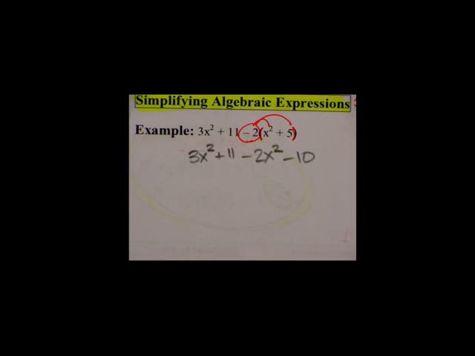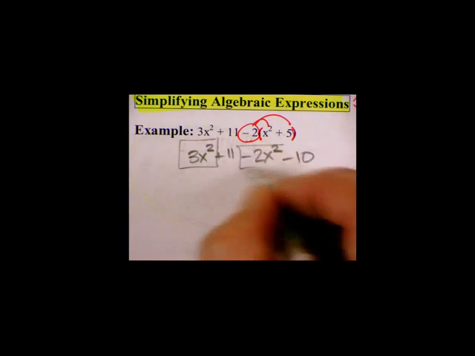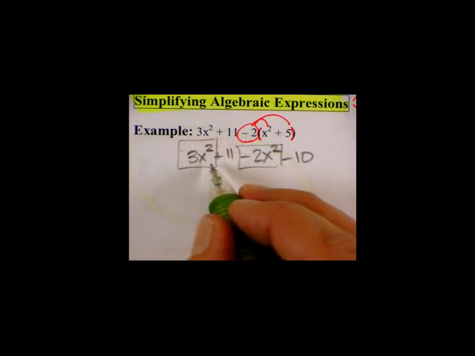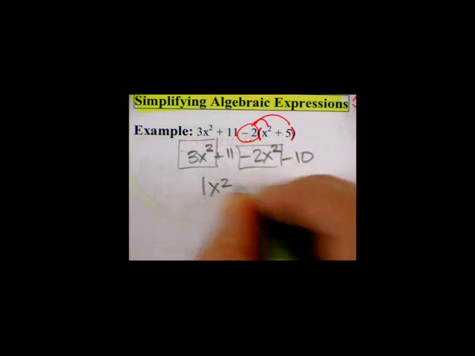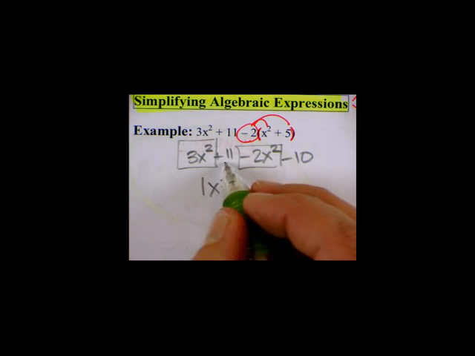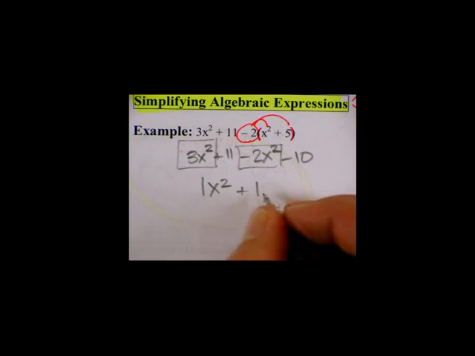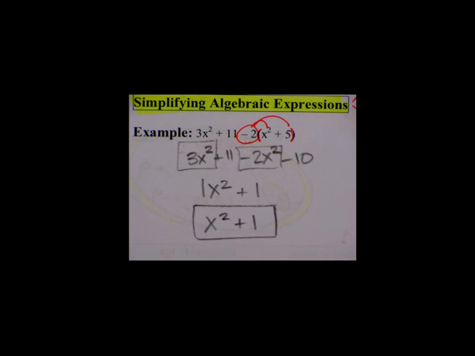So then that brings me back to here. Do I have anything that has the same variable to the same power? Yes, I do. I have 3x squared and -2x squared. 3 minus 2 is going to be +1x squared, and then I have plus 11 minus 10, which is going to give me a +1. You don't have to write this 1 in front. In fact, I don't think Math Excel will accept that. Your final answer, the most simplified version, would be x squared plus 1.